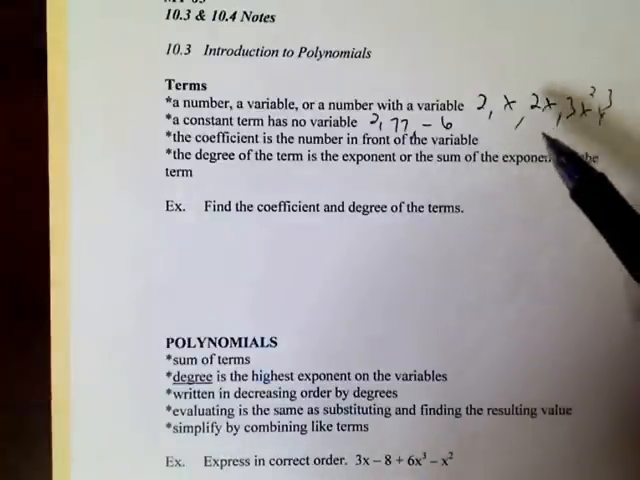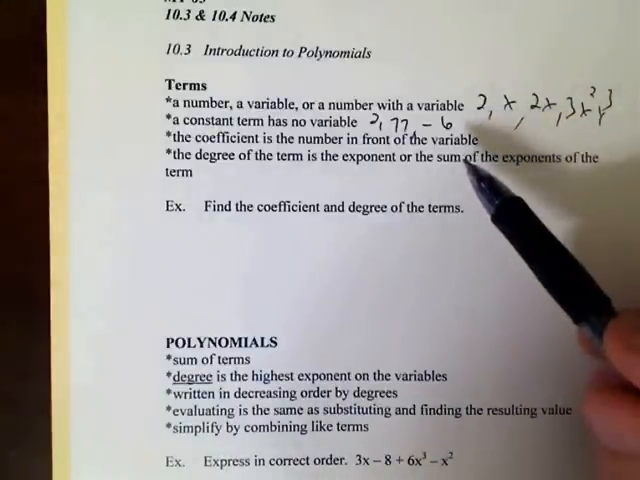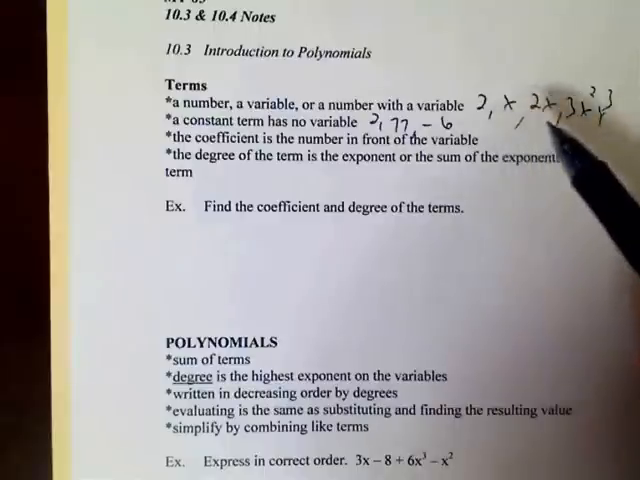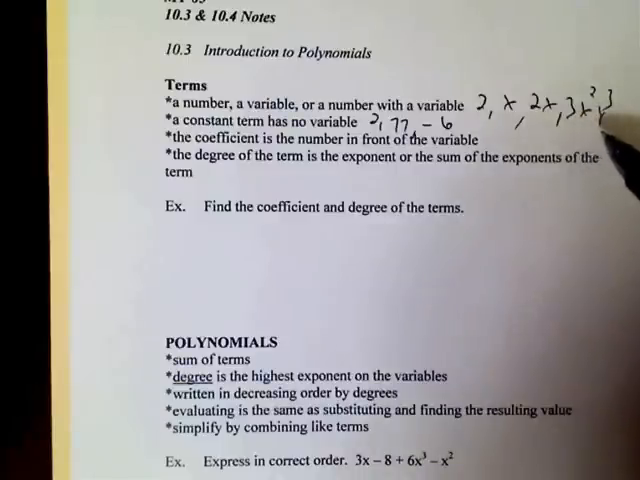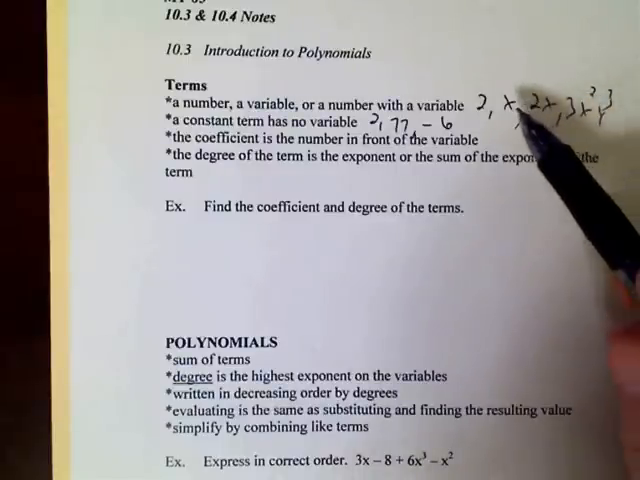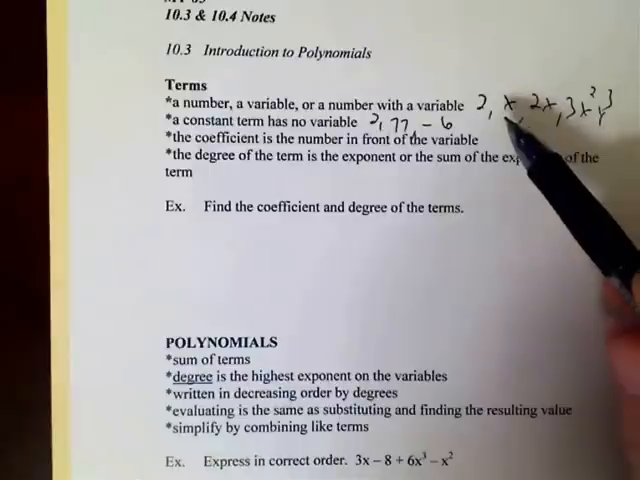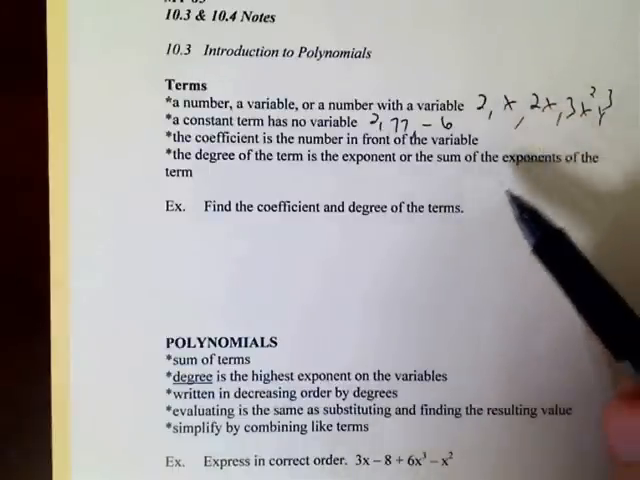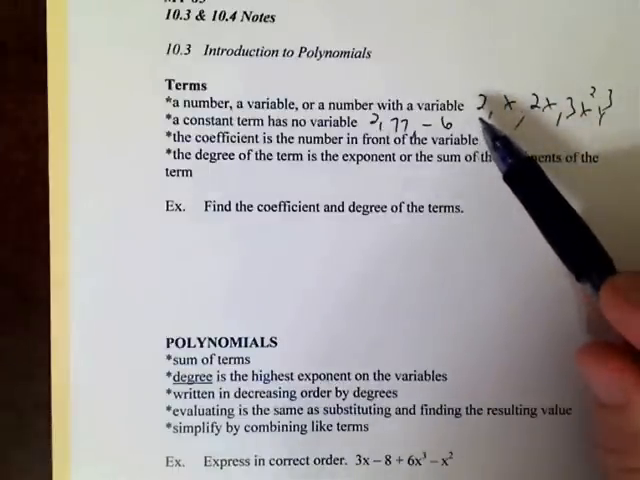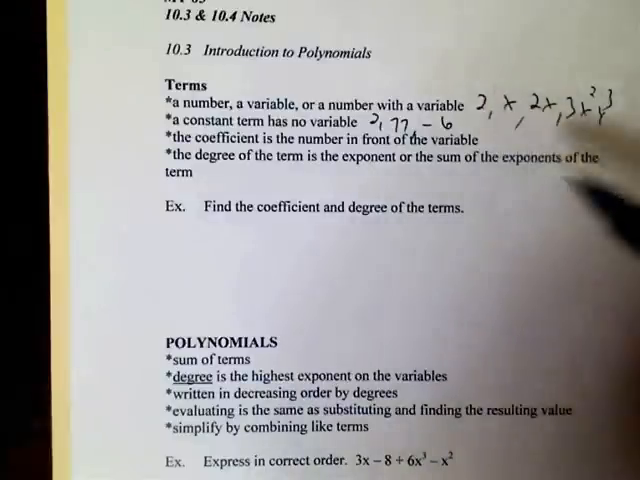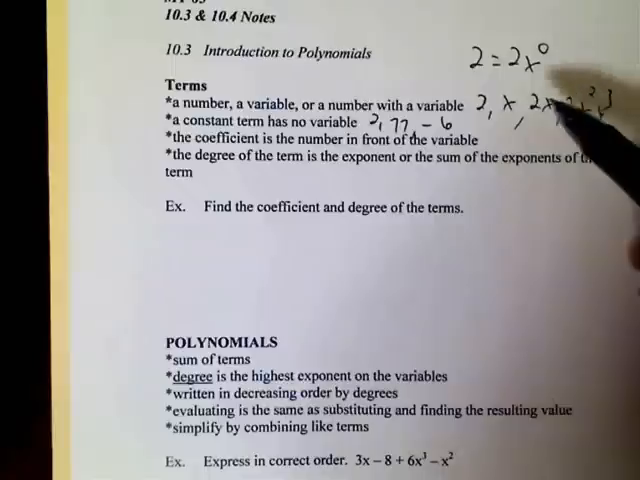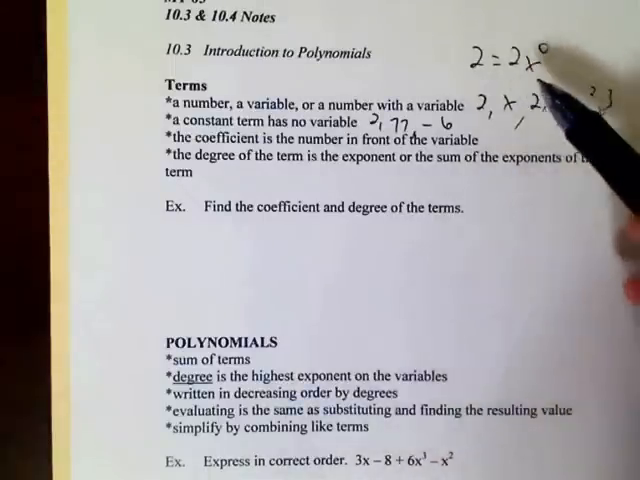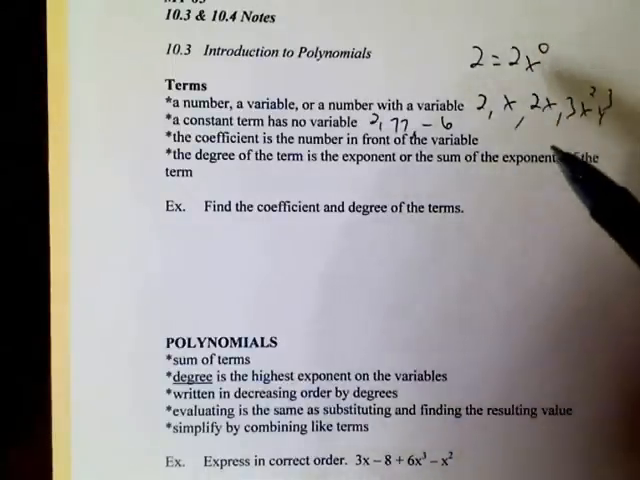They have a variable. The number in front of the variable is called the coefficient. If I ask you what's the coefficient of 2x, you would say 2. The coefficient of 3x squared y cubed, you would say 3. The coefficient of x, you would say 1. 2 is a coefficient of itself. I really don't want to say this, but I'm going to. 2 is the same thing as 2x to the 0 power, because x to the 0 power is 1, and 2 times 1 is 2. In case you wanted to know, that's what's going on.